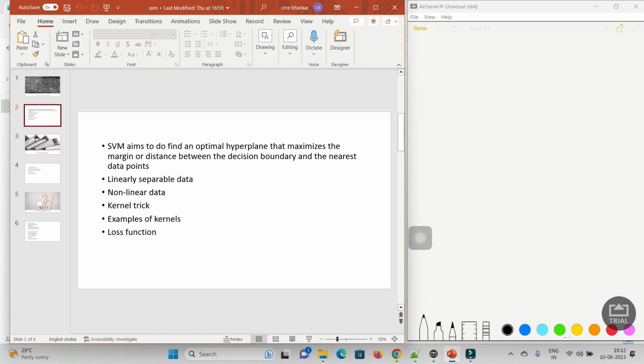SVM algorithms use a set of mathematical functions that act as a kernel. The function of a kernel is to take the data as input and transform it into the required form. Different SVM algorithms can use different types of kernel functions, like linear, nonlinear, polynomial, and sigmoid, etc.